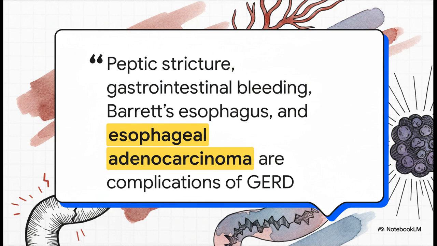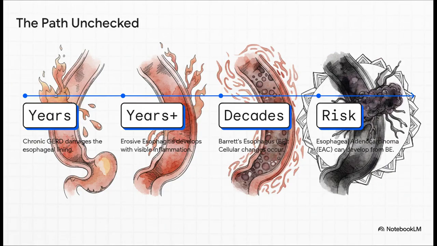Chronic, untreated GERD can lead to scarring that actually narrows the esophagus, causing a stricture. It can cause bleeding. And, most ominously, it can lead to Barrett's esophagus and ultimately esophageal cancer. This timeline here shows that dangerous path. It all starts with chronic reflux. Over time, that can cause erosive esophagitis.